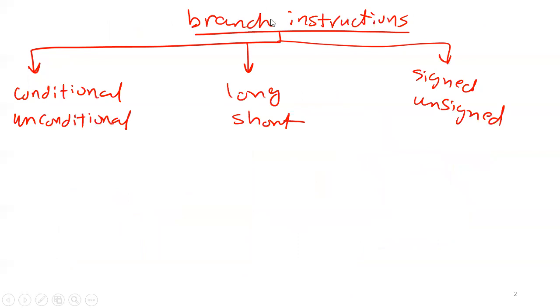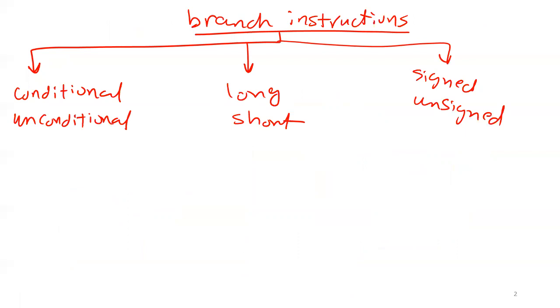By the way, sometimes I say jump instruction. Sometimes I say branch instruction. So they are the same. There is no difference. In some microprocessors they use the word jump, in other microprocessors they use the word branch. So if I say branch or jump, they are the same.